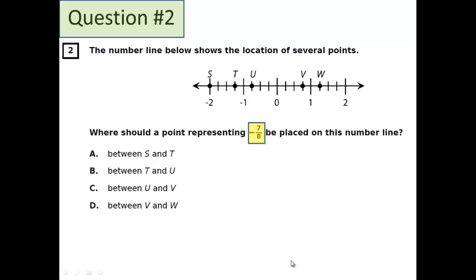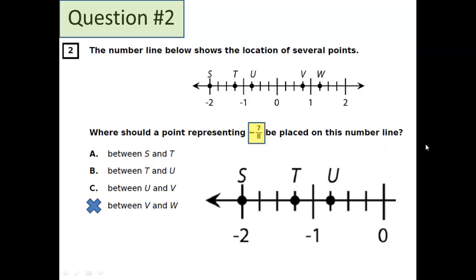All right, I got to be honest. I'm looking at these answer choices, and I can automatically get rid of one. Could you point to which one you think is one I can completely get rid of without doing much math at all? If you don't know the answer, let me give you a hint. This number's negative, which means it needs to be on a certain side of this number line. Could you point now to the one that it definitely could not be? Yeah, between V and W, those are positive numbers. There's no way -7/8 is going to be there. All right, so at least I know I'm focusing on the negative side of this number line.